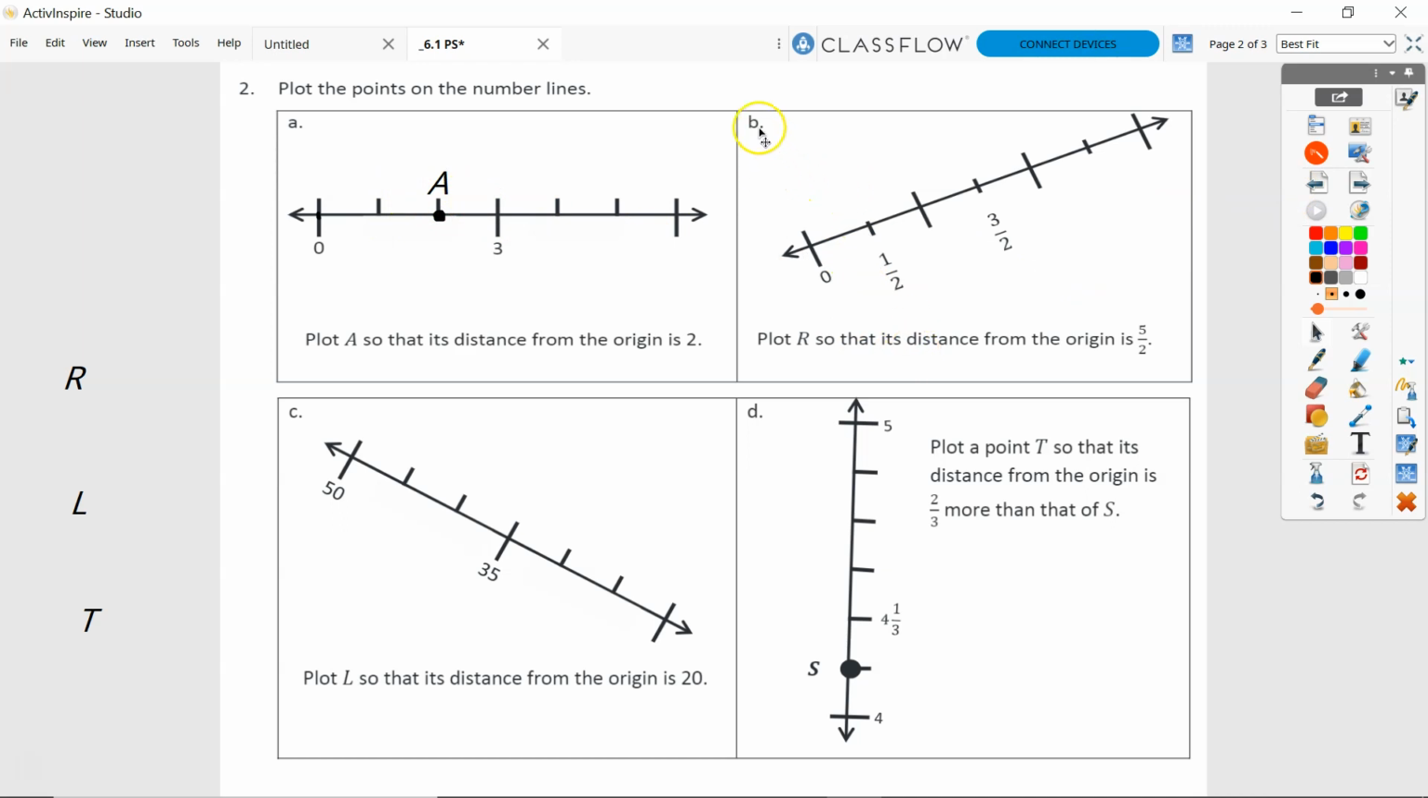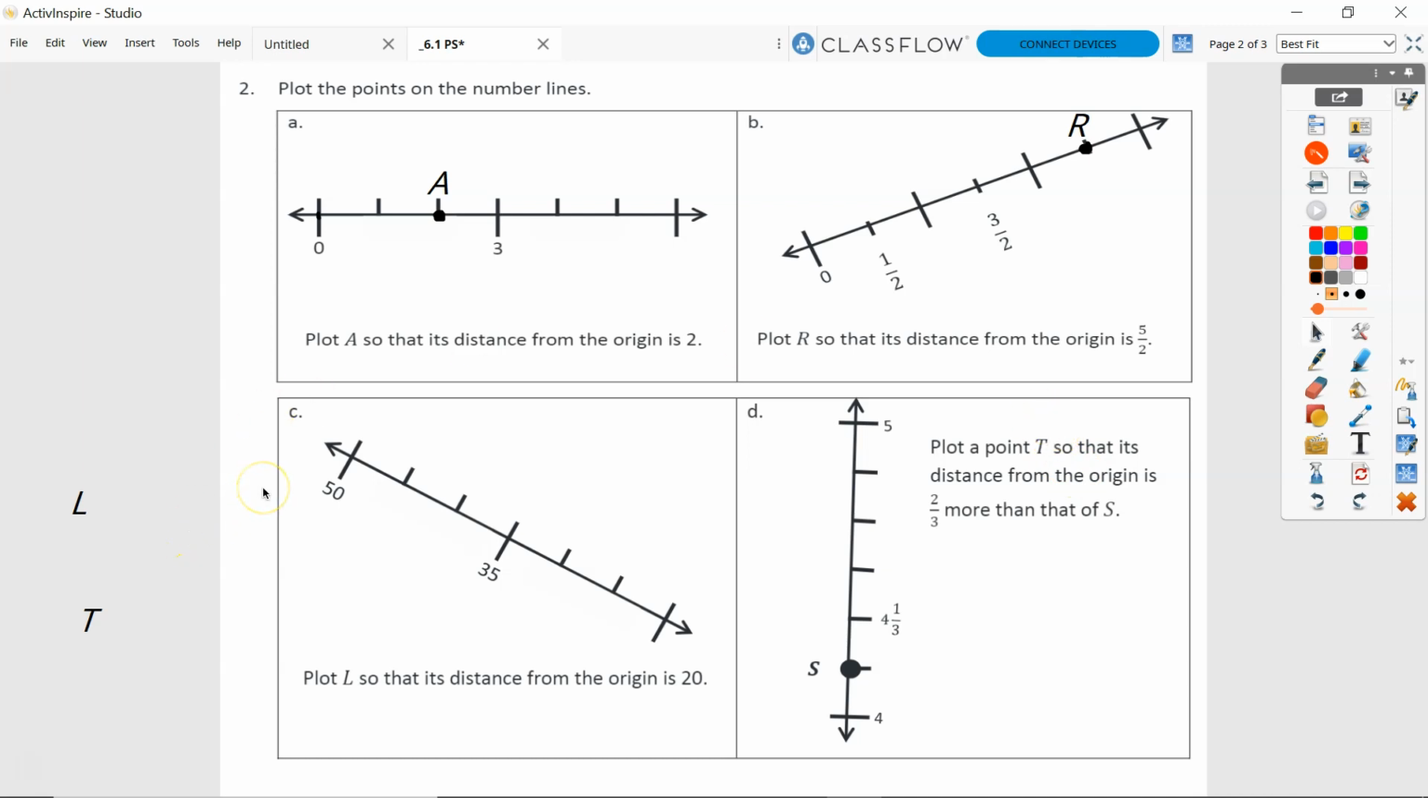Let's go ahead and look at number 2B, which is plot R so that its distance from the origin is 5 halves. So we know 5 halves would be equal to 2 wholes and 1 half. But in this case, we don't even have to change our improper fraction to a mixed number. We could just say, we know that this is 1 half, 2 halves, 3 halves, 4 halves, 5 halves will be right here. All right, so let's go ahead and take that R and put it right at 5 halves.